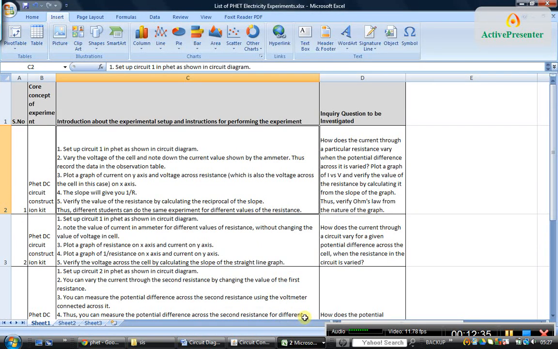Go back to the list of experiments. So first is set up circuit 1 as in PHET as shown in circuit diagram, which we have done. Then I have asked you to vary the voltage of the cell and note down the current value shown by the ammeter. Thus record the data in the observation table. This also I have done. Next I have asked you to plot a graph of current on the y-axis. So current is the dependent variable, plot it on the y-axis, and voltage across resistance, which is also the voltage across the cell in this case, on the x-axis. So let's do that. Let's plot the graph.